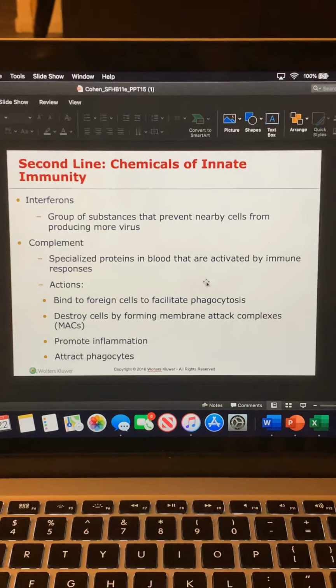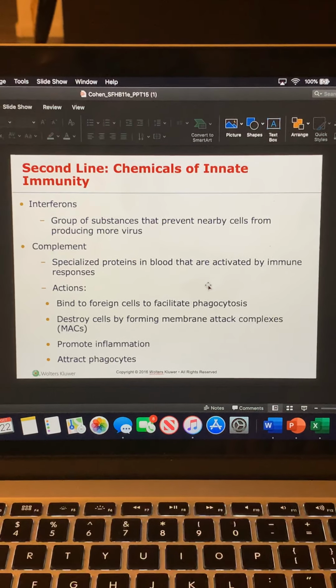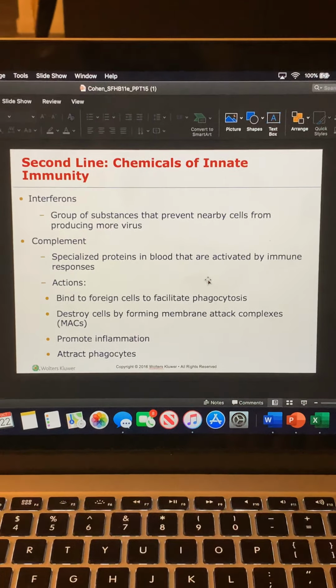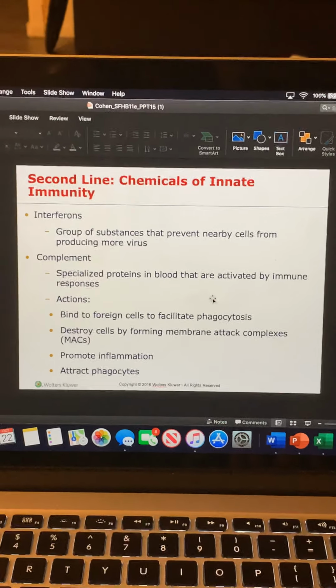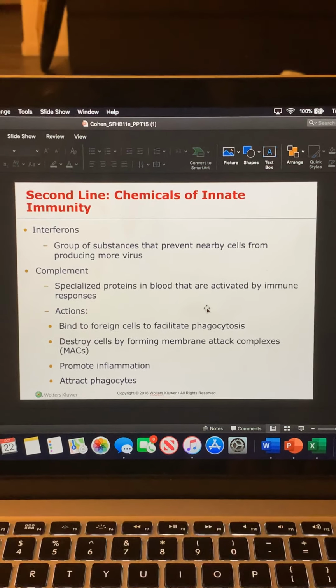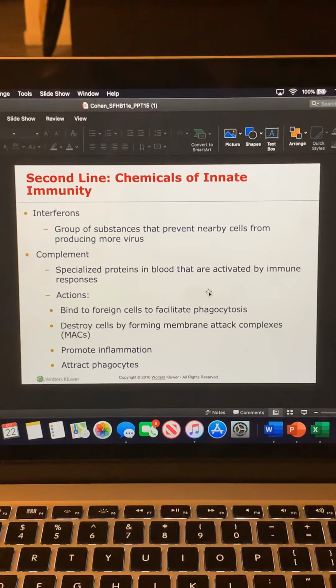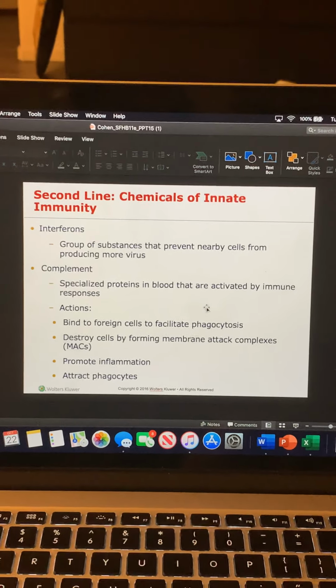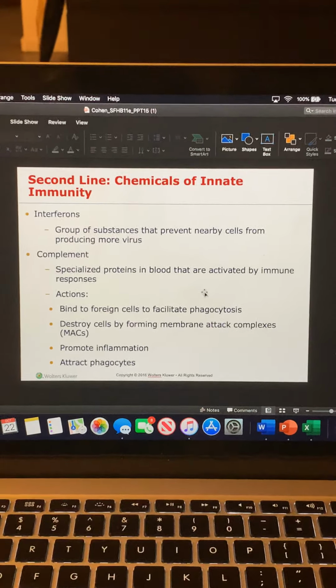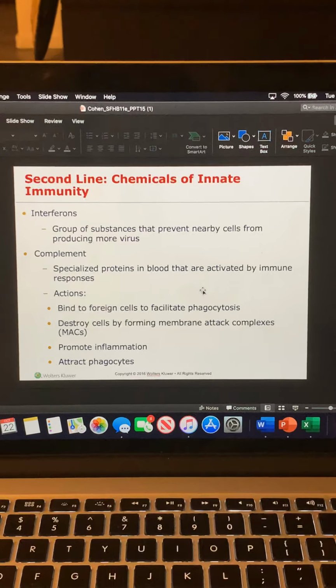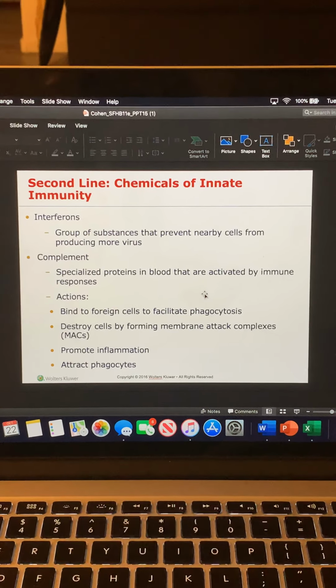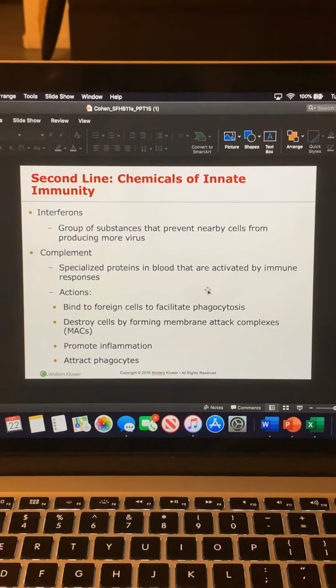And then you have the interferons, or a group of substances that prevent nearby cells from producing more viruses. Complement is a specialized protein in the blood that binds to cells and is activated by immune responses. Amazing stuff. It binds to foreign cells to facilitate phagocytosis. It tags them for inflammation. And it tags them for other cells to come and get swallowed up. Like, oh, hey, this doesn't belong here.